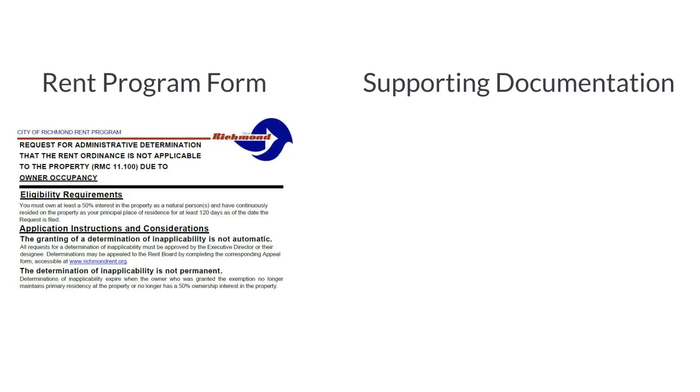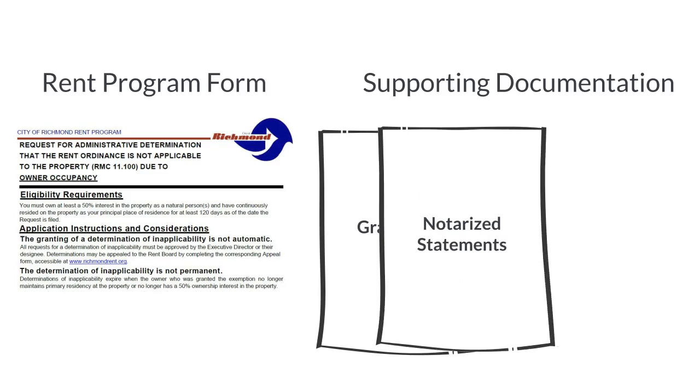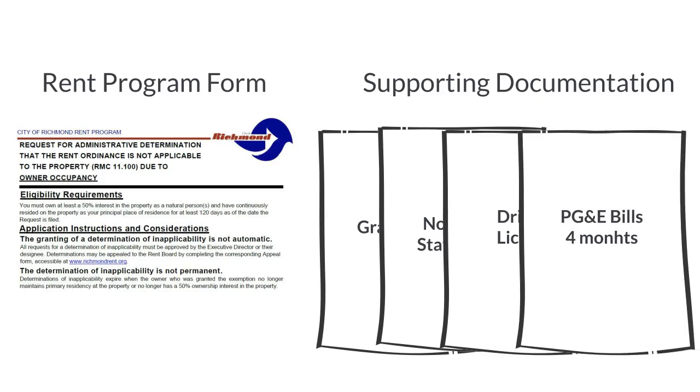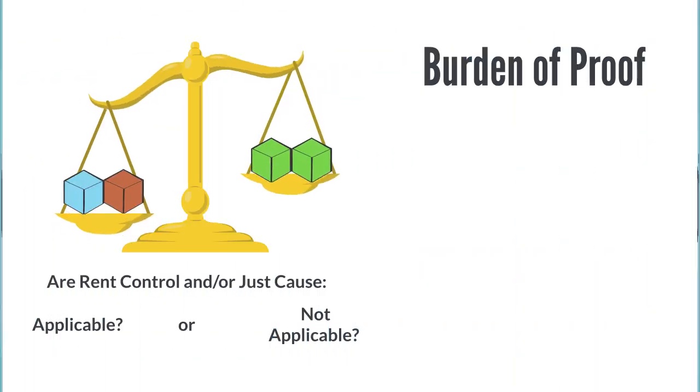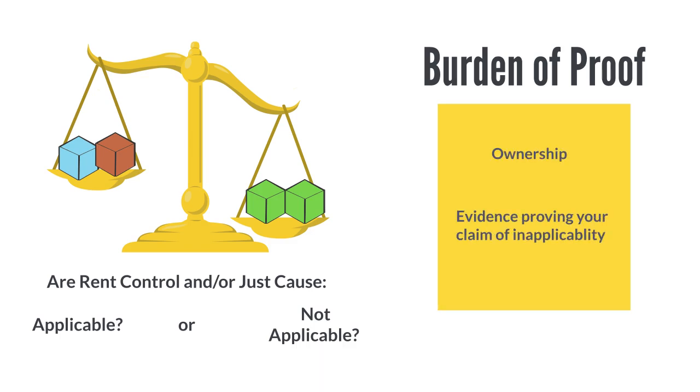All claims for administrative determination for exempt status will require a minimum of two types of documentation: the correct rent program form and evidence to support the claim. All claims place the burden of proof on the applicant. The burden of proof means that the applicant must provide enough evidence of their claim to convince the administrator of its validity. The applicant must prove two things. First, that they are the owner, and second, the validity of the change in status or exemption request.